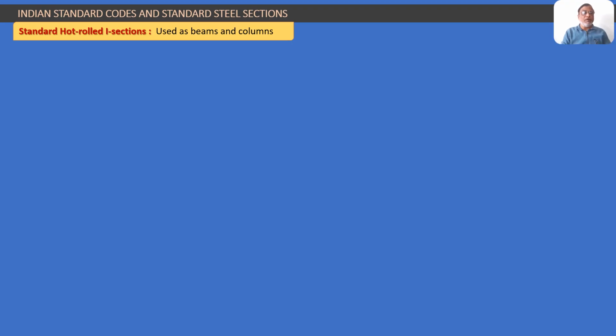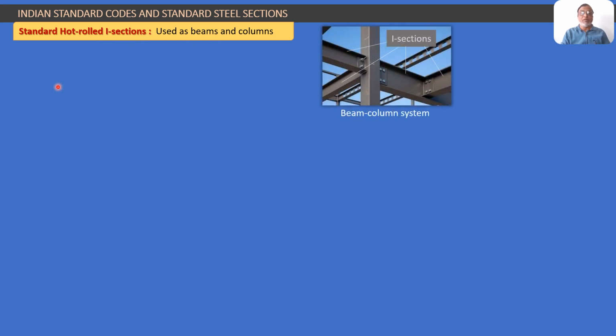Now onwards, we will be taking a close look for the common steel sections which we use in steel structures, which is I section, then channel section, and then angle sections. So these I sections, standard I sections, are used as beams and columns in steel structures. So here we see an example. This is a column. These are the beam sections. So both of these sections are made up of I section. So this is a beam column system and all members are made up of I sections.